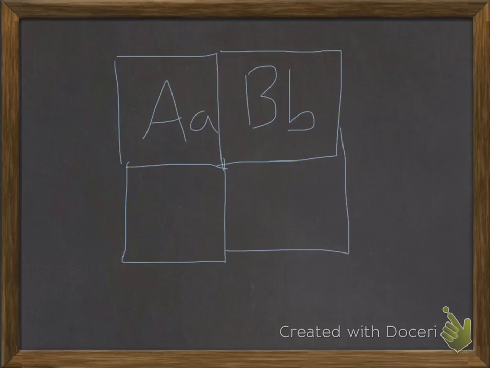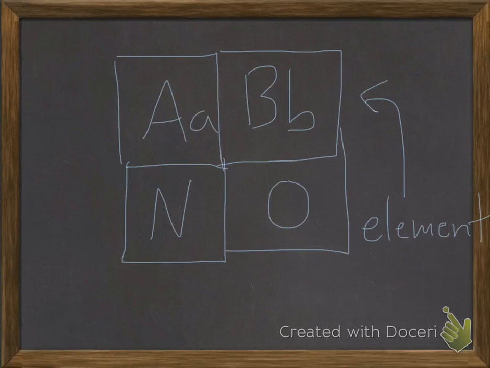Elements are written as an uppercase letter, then a lowercase letter. For example, Aa or Bb, something like that. Some of them are just one letter, like nitrogen or oxygen. But if it's a box on the periodic table, that means it's an element. If it's one of these boxes, that's what an element is. So whether it has two letters or one letter, if it's in a box, it's an element.